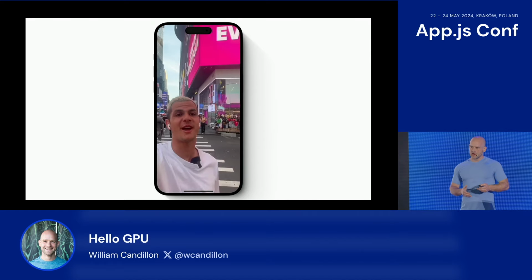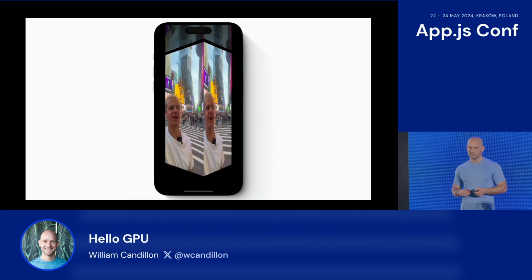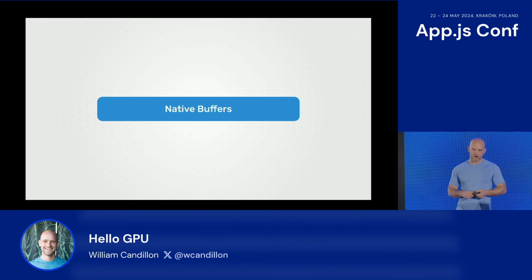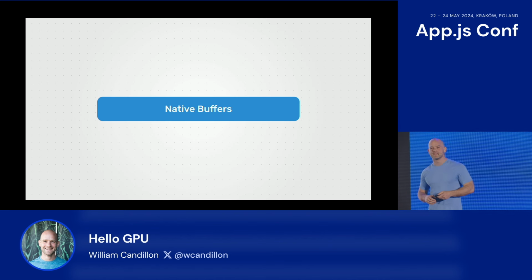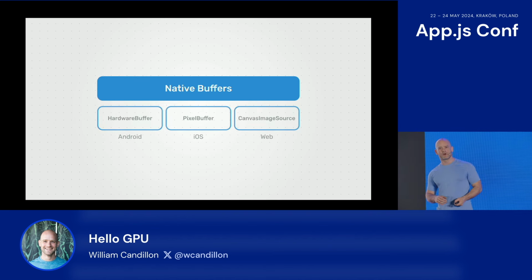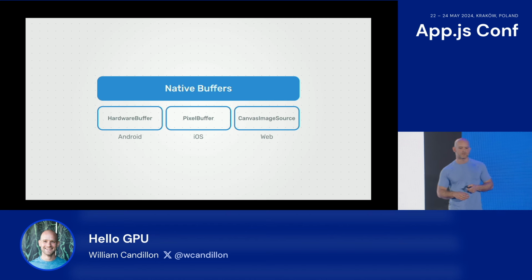So to build this feature, we have built a new API. We call it native buffers. Like for React Native, the native part of the name stands for native. So it's a zero-cost abstraction to platform-specific GPU APIs: hardware buffer on Android, pixel buffer on iOS, and HTML image canvas source on web.